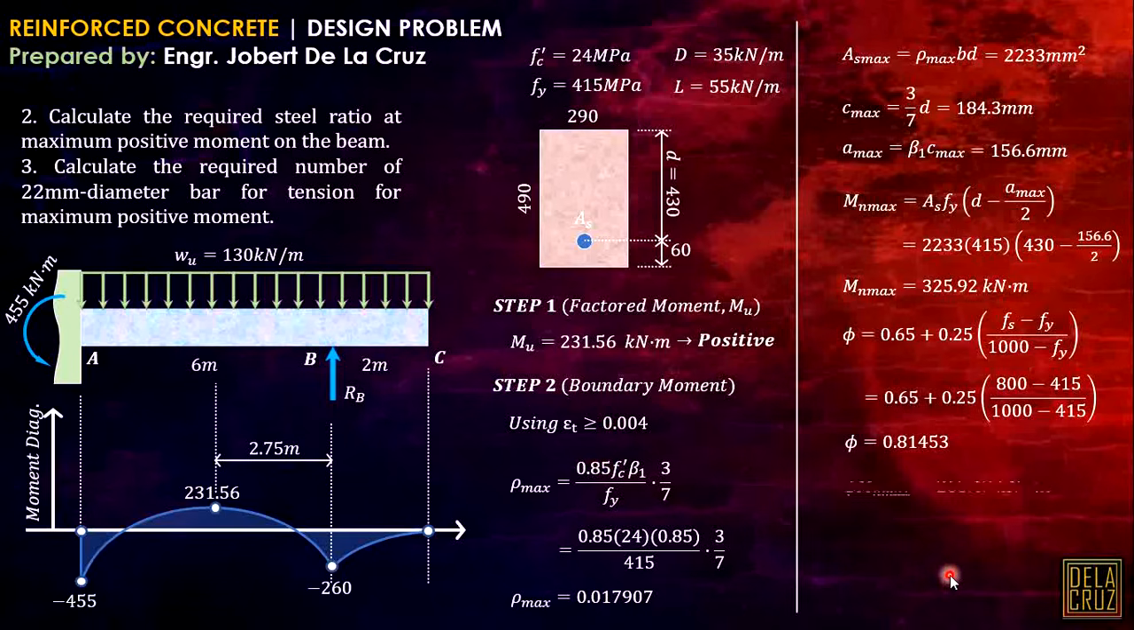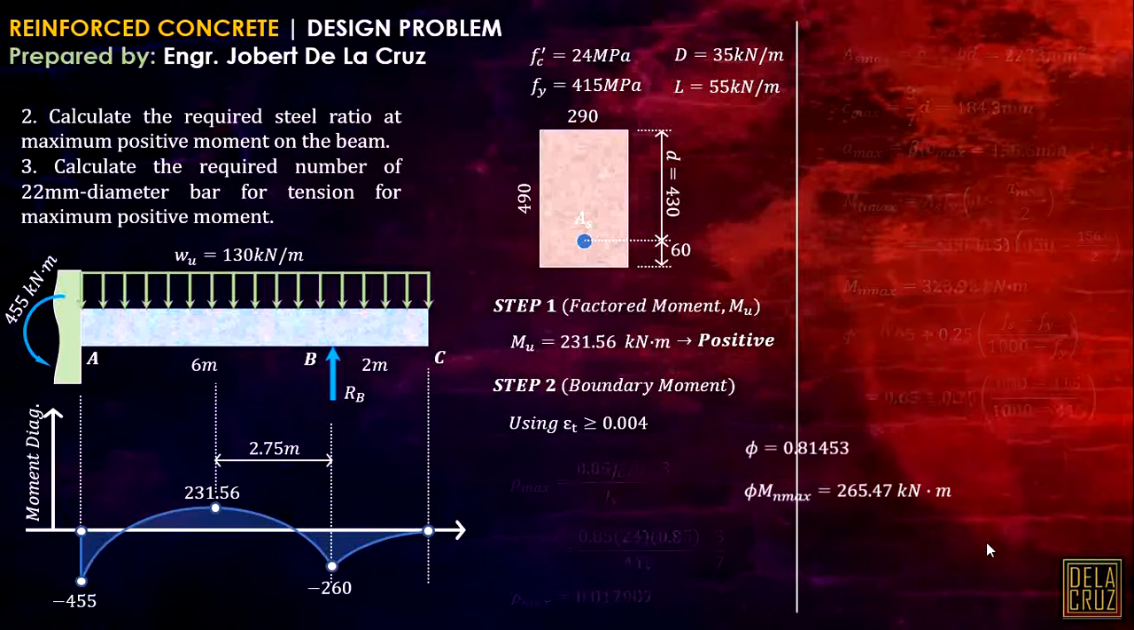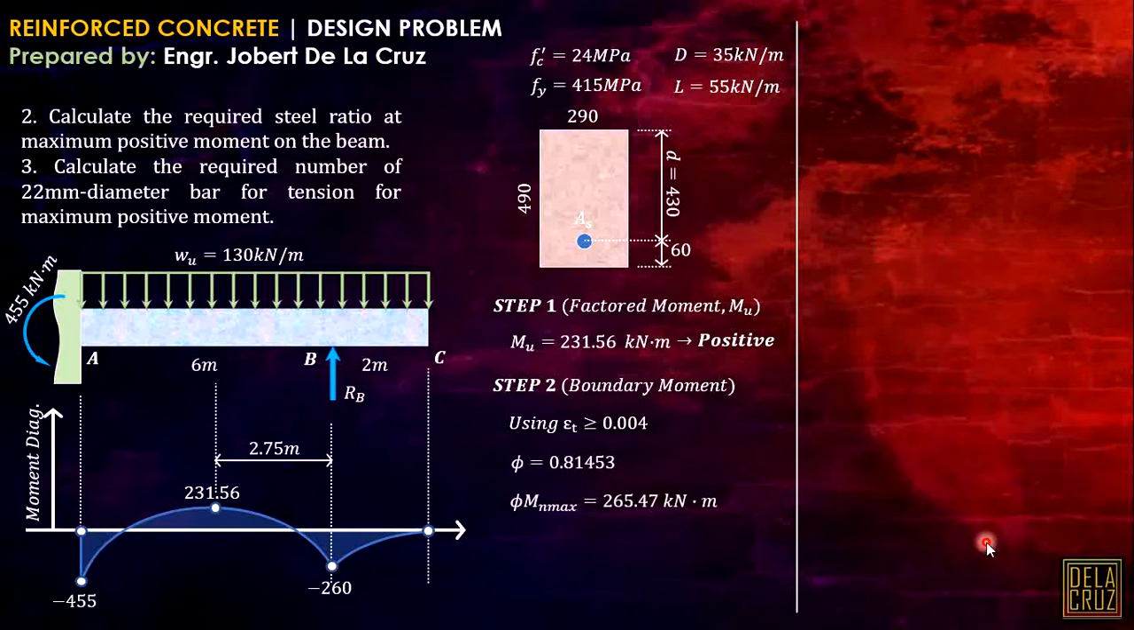Okay? Now we can have the phi Mn max or the design moment. Okay? The design maximum moment. That one. Okay? After this, ito yung i-compare natin sa factored moment. Okay? We just have finished this step 2. Ito yung step 2 natin. Okay? So, compare this to the factored moment or Mu. So as we can see, our Mu is lesser than the phi Mn max.